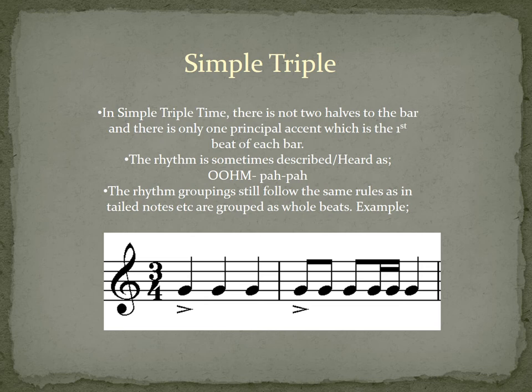You've got the 3 crotchets in bar 1, and then we have 2 quavers as 1 beat, a crotchet, a quaver and 2 semiquavers joined together for the second beat of the bar, and then the third beat of the bar is the crotchets. And of course, this is because the lower number in this particular case is indicating that the size of the beat is quarter notes or crotchets. So simple triple, 3 quarter notes, 3 crotchet beats per bar.